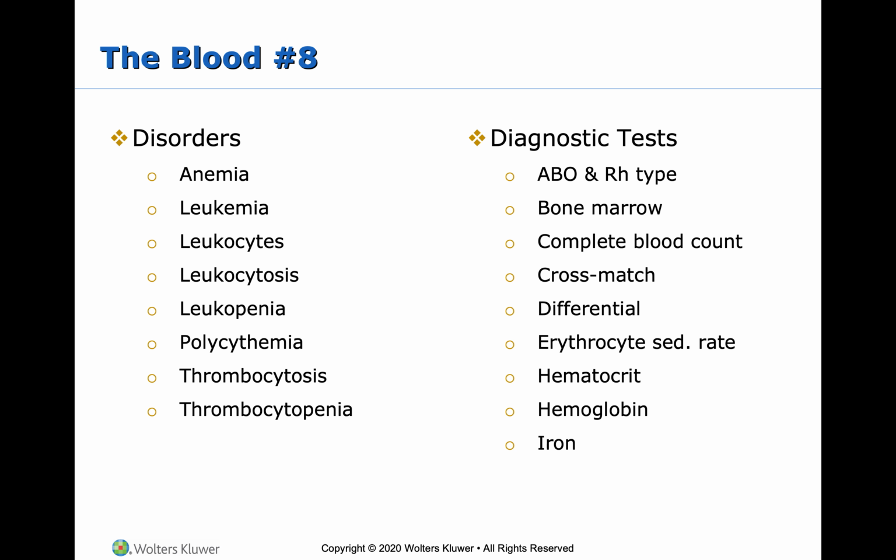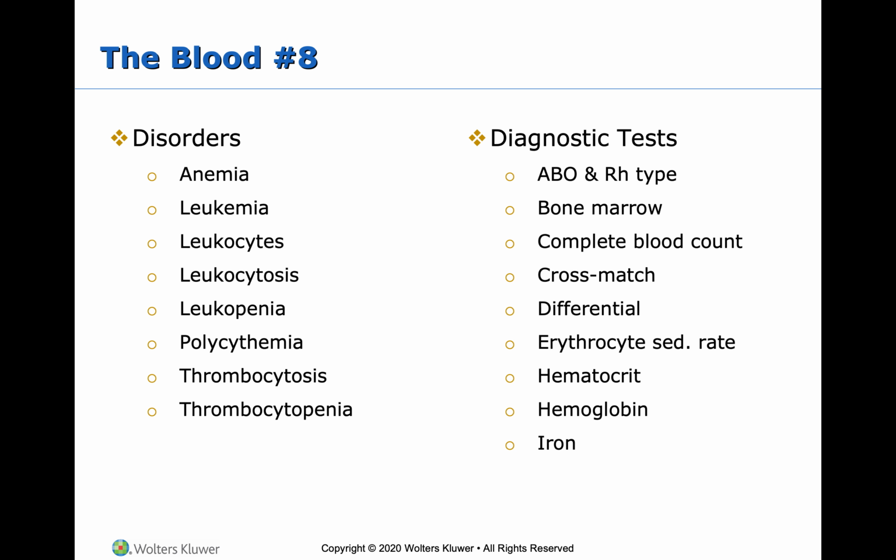A cross match, that's what I talked about when we're mixing the donor blood with the patient's blood to make sure that the transfusion will go correctly and that they won't actually... I don't have a word. The word is not coming to my brain, but it just makes sure that the donor blood and the patient's blood will mix together. And then a differential, that's usually part of a complete blood count.